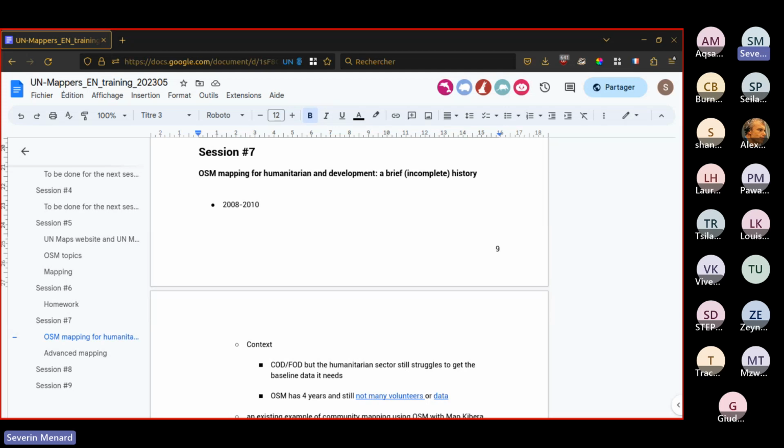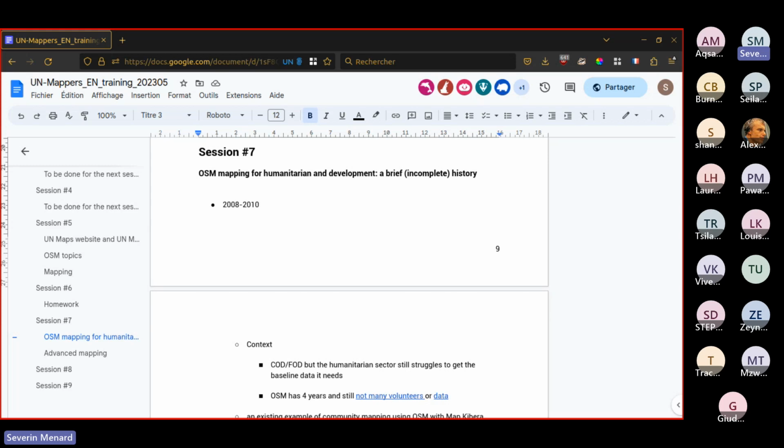And the agenda today is twofold. First, I will present you, as I put as the title, a brief and also incomplete history of the OSM mapping in the humanitarian and development sectors. Okay, from my own experience, and also I grabbed some information, of course, on the web regarding that.